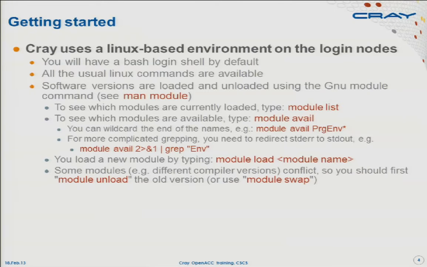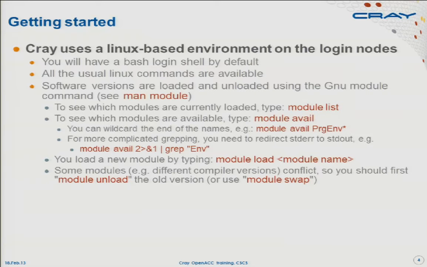Cray uses a Linux-based environment on the login nodes. You have a bash shell by default. All the usual Linux commands work. The Linux that you're using is basically a SUSE derivative. Software versions are controlled using the GNU module command, which you can find in a lot of systems. Cray uses it, but it's not Cray specific. If you want to learn more about that, you can look at the man page.